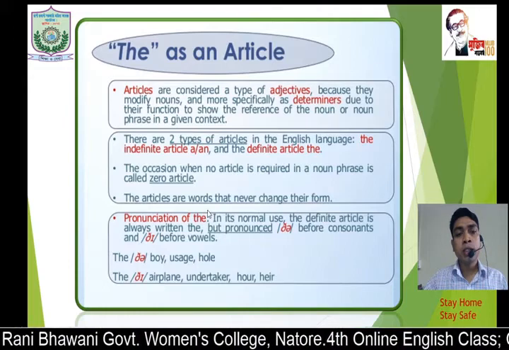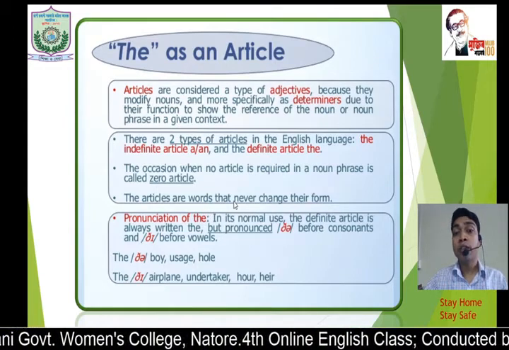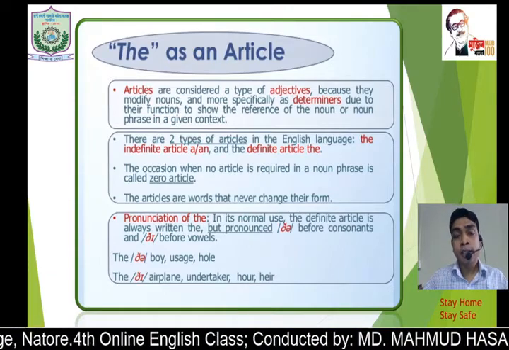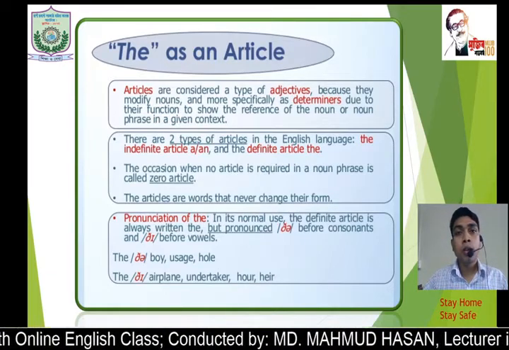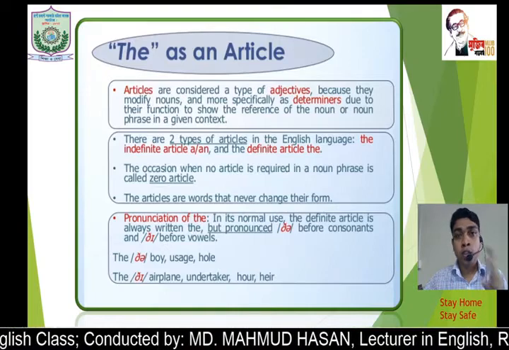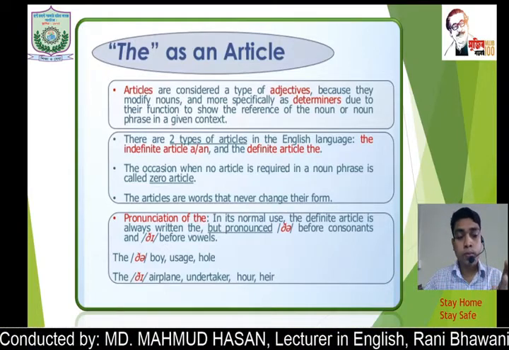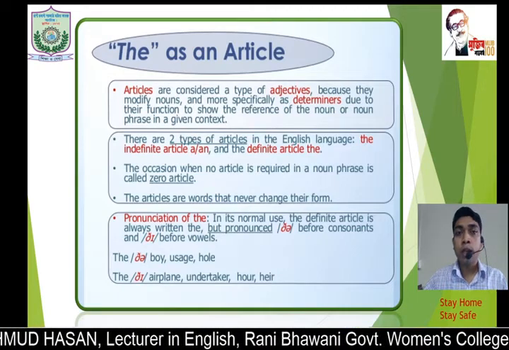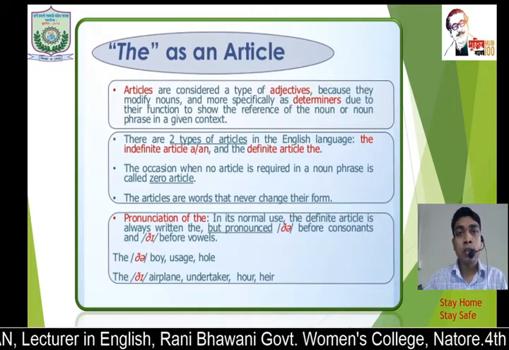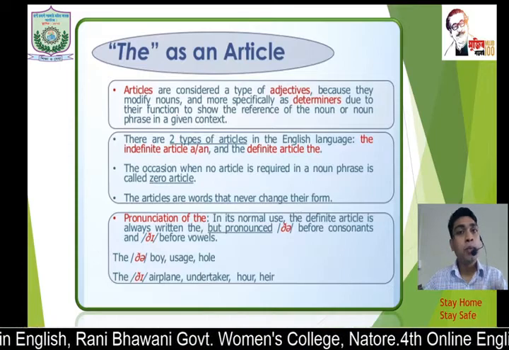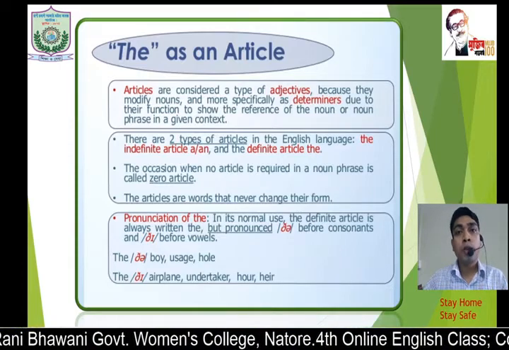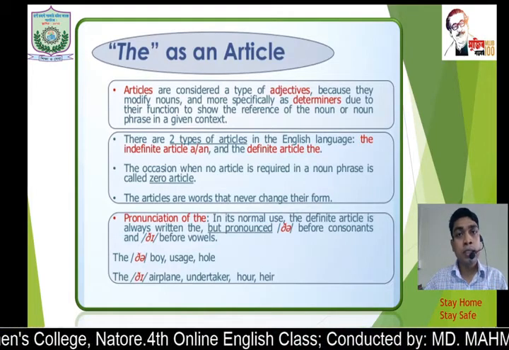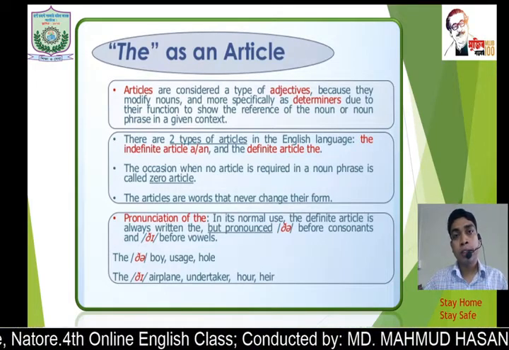The articles are words that never change their form. Regarding adjectives, we actually get three forms: positive, comparative and superlative. But regarding article, a/an or the, we have no comparative or superlative form. The article is always the same.